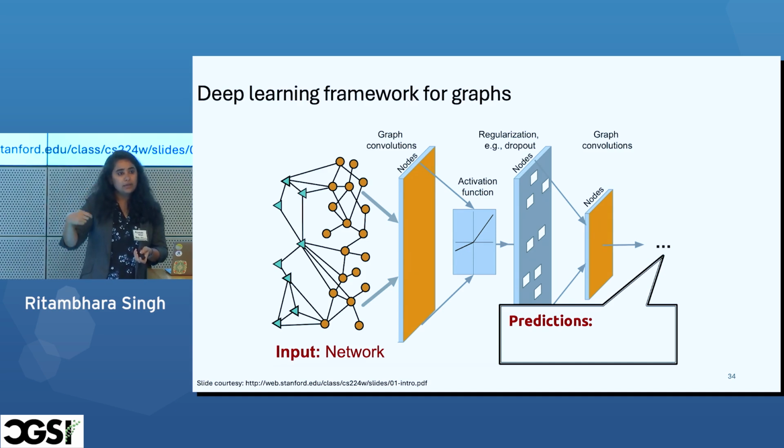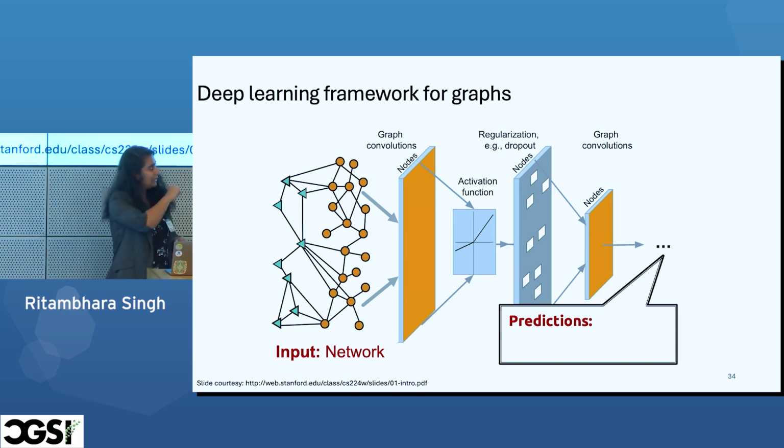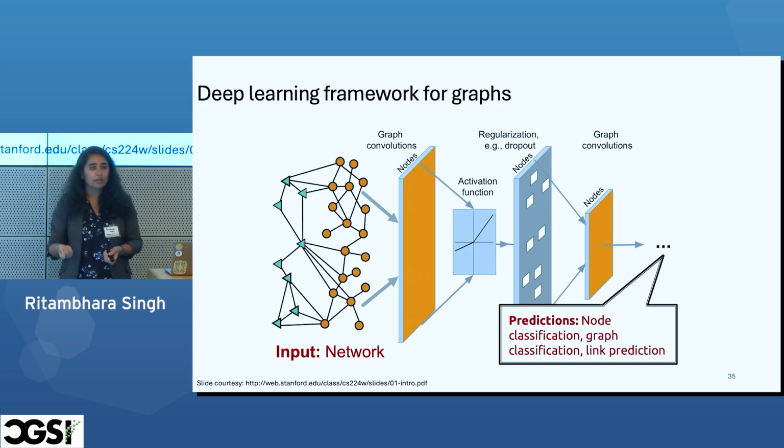You learn the embeddings on the nodes, and then you can feed it through any downstream fully connected layer over here where I say ... and you can make predictions. So the kind of predictions you can make here is node classification, graph classification, or link prediction. So what do I mean by that?